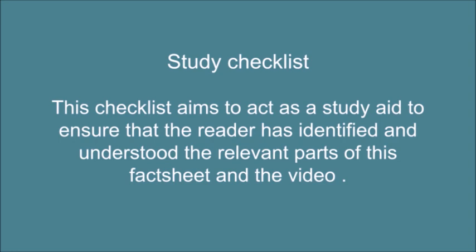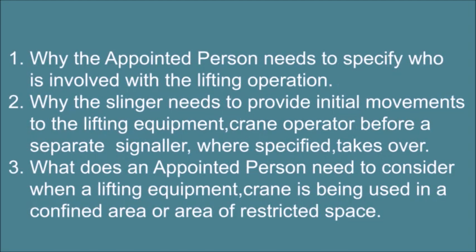Study checklist. This checklist aims to act as a study aid to ensure that the reader has identified and understood the relevant parts of this fact sheet and the video. 1. Why the appointed person needs to specify who is involved with the lifting operation. 2. Why the slinger needs to provide initial movements to the lifting equipment crane operator before a separate signaler, where specified, takes over. 3. What does an appointed person need to consider when a lifting equipment crane is being used in a confined area or area of restricted space?